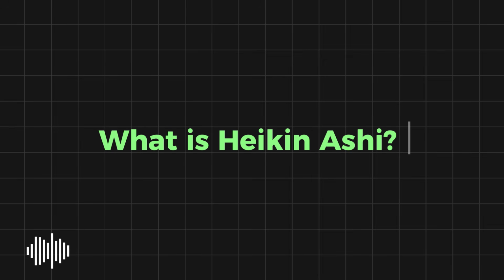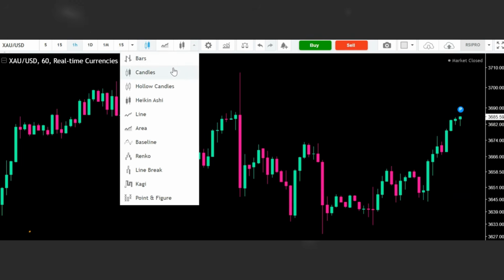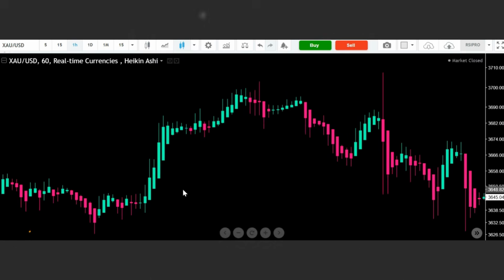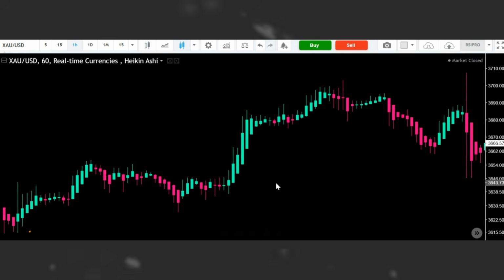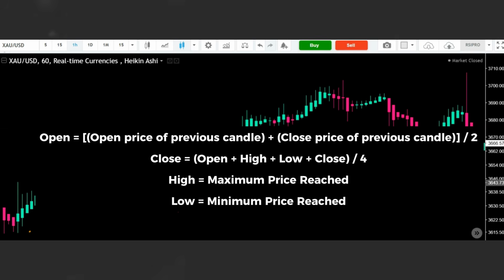What is Heikin Ashi? For beginners, or if you're not familiar with Heikin Ashi candles, let me explain quickly. At first glance, it might look like a normal candlestick chart, right? But Heikin Ashi works a little differently. The term Heikin Ashi means average bar in Japanese. Instead of showing the exact price for each candle, it calculates an average. This helps to smooth out the chart and remove a lot of the market noise.